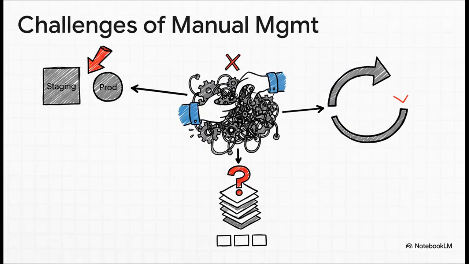And all that complexity leads to some very real problems. I mean, how are you supposed to guarantee your staging environment perfectly mirrors what's in production? How do you update an app without manually tweaking 10 different files and just hoping you didn't make a typo somewhere? This whole manual approach just slows everything down, drives up costs, and makes basic stuff like versioning an app or rolling back a failed deployment incredibly difficult.